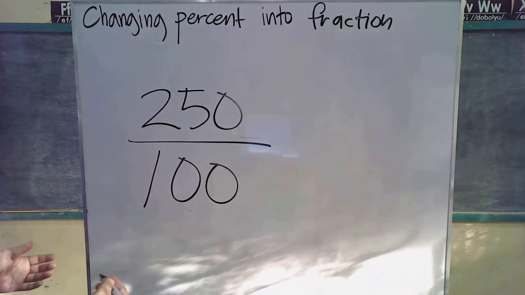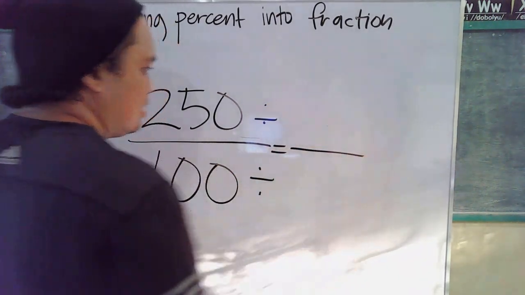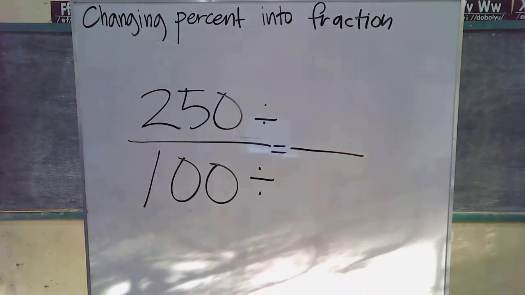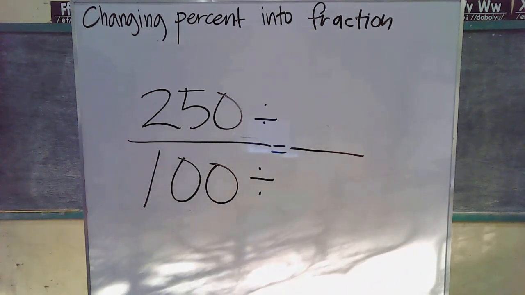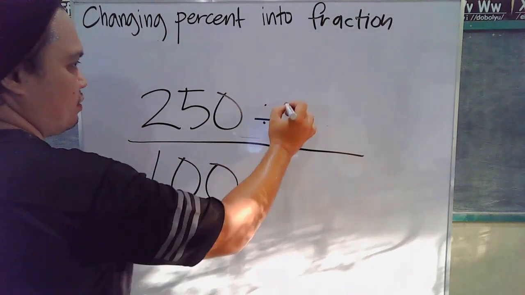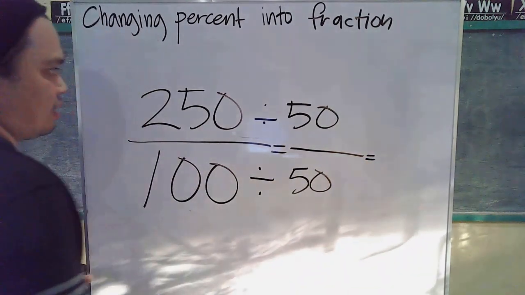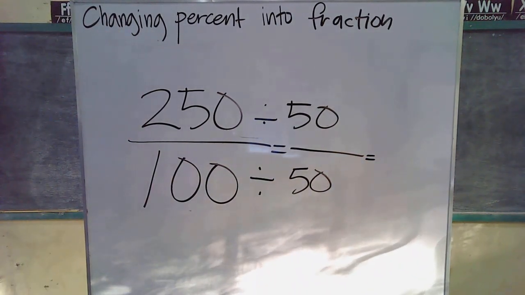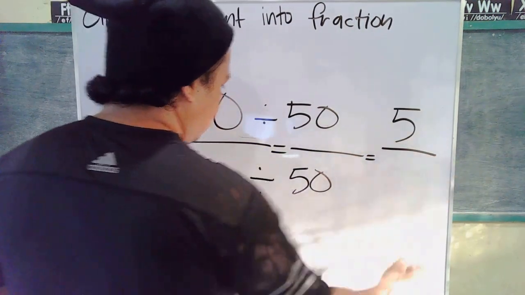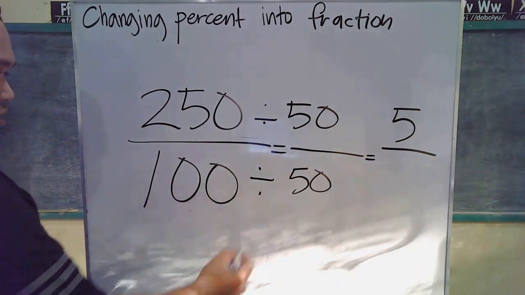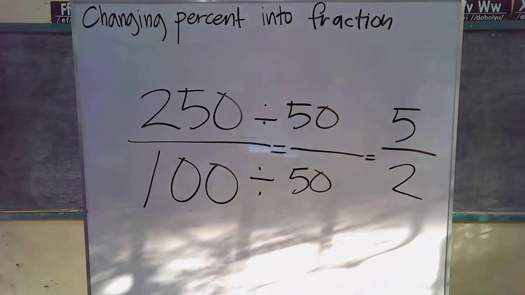So let's just change them into lowest term. Let's think of a number that we can divide them both by. Let's try 50. Okay, so 50 and 50 here. So 250 divided by 50, we have 5. Right? We have 5 here. And 100 divided by 50, we have 2. Okay, so we have 5 over 2.